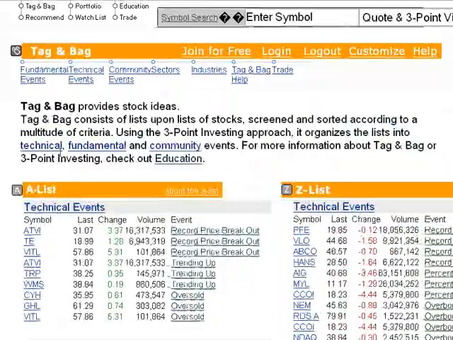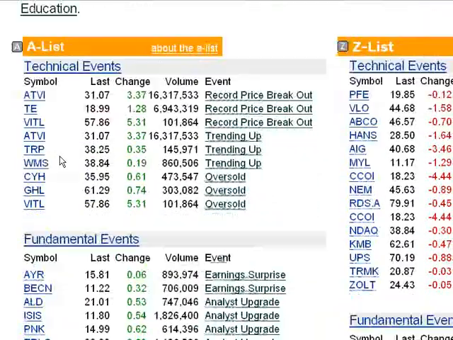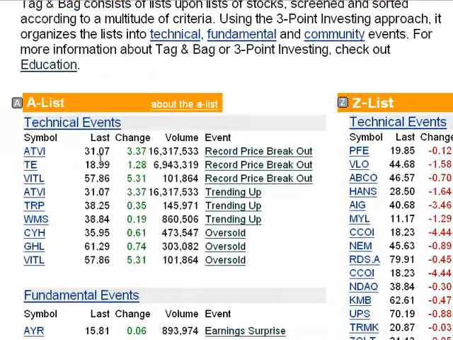So let's zoom that in quite a bit so you can see it. There we go. And here on the left, you can see the A list, and it's sorted out by different types of events that are being used to screen the stocks. The top one is technical events, the middle is fundamental, and the bottom here is community events. So what does that mean?